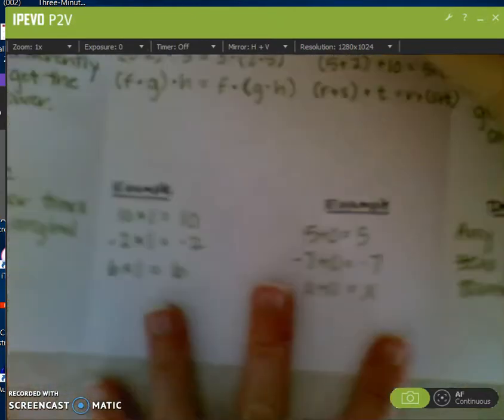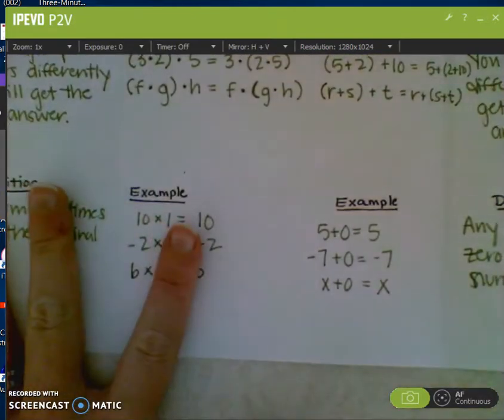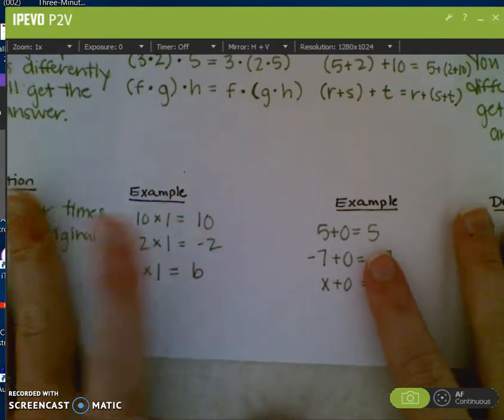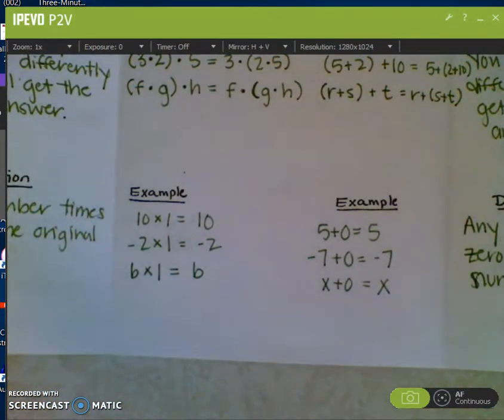So my little trick for the identity property, because we've got the identity property of multiplication and we've got the identity property of addition, is that we all have our own identity. Your name is your identity. The number 10's identity is 10. And so if the identity doesn't change, we're showing the identity property. We don't want your identity to change. We want you to be who you are. So the same thing goes here.